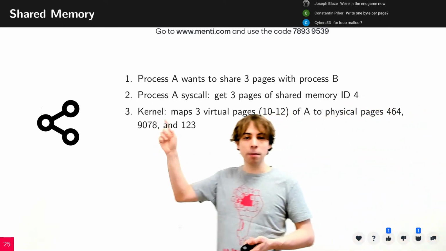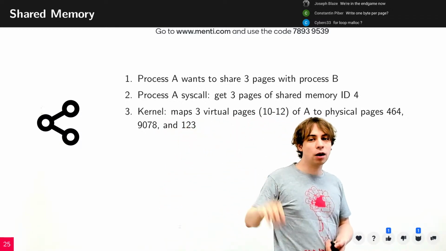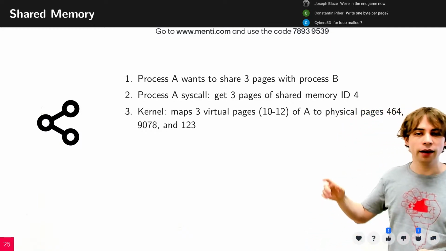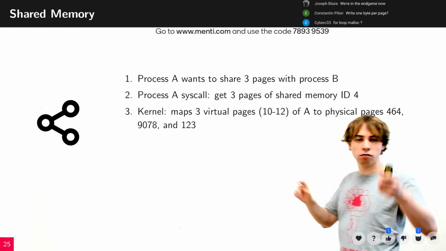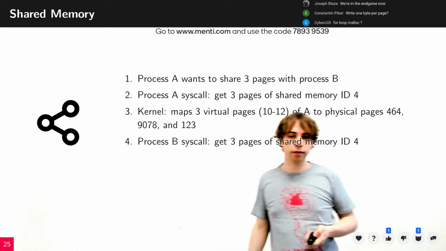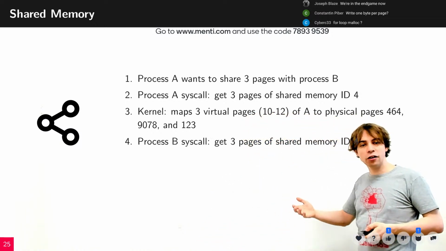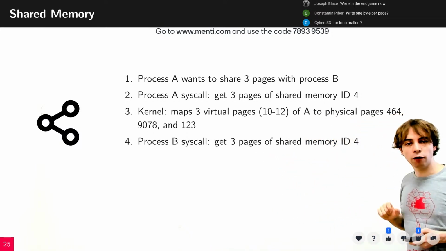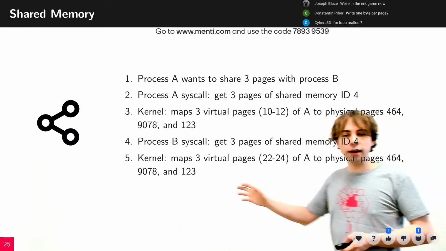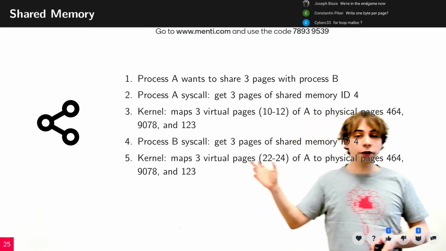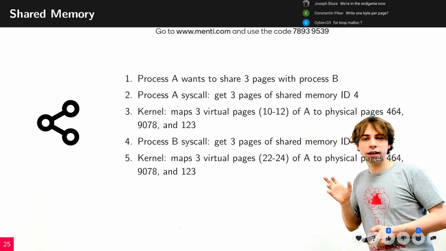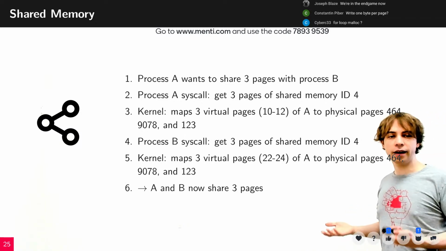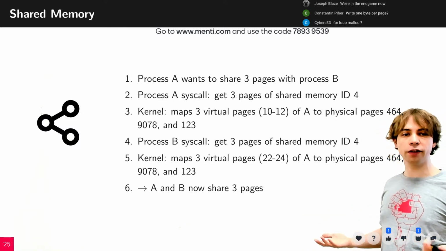The kernel then maps 3 virtual pages, maybe on demand, maybe directly, depending on how many points you want to get, to the physical pages, maybe these. Process B can then later on also say, I want to get 3 pages of shared memory of ID 4. And then the kernel will map other virtual pages to the same physical pages. And with that, we share memory. A and B now share 3 pages of memory.